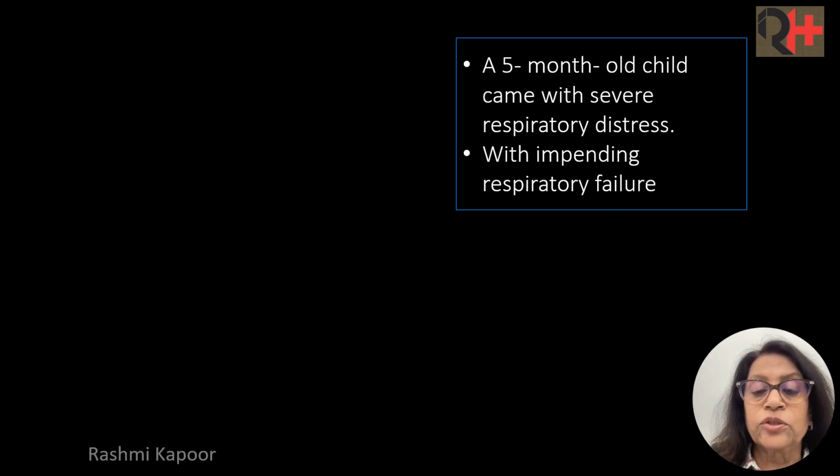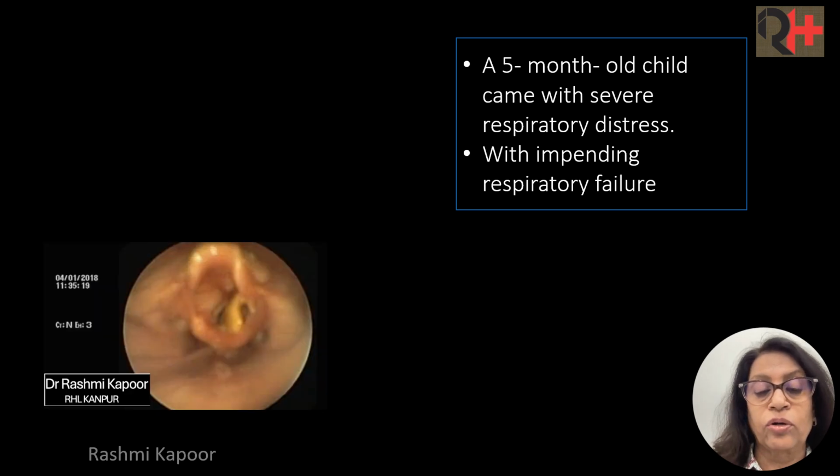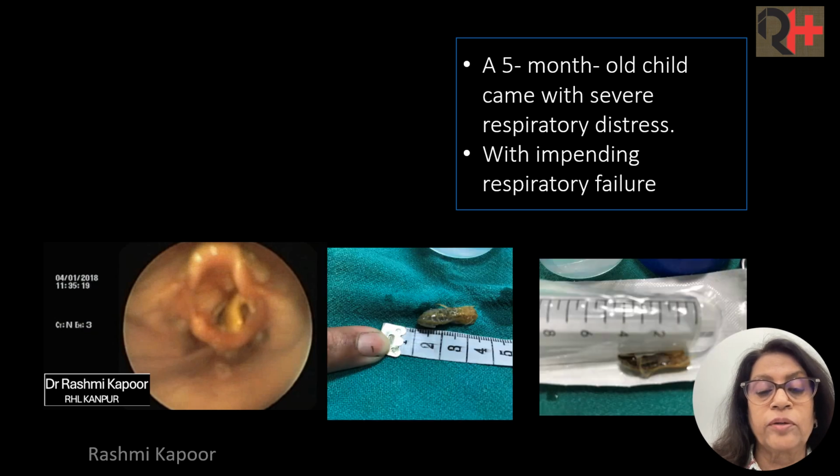A 5-month-old child came with severe respiratory distress and impending respiratory failure. This child had severe stridor and was getting cyanosed. We thought of doing a bronchoscopic intubation, and as soon as we put in the bronchoscope, we saw something jutting out of the glottis. So this was a foreign body, and see such a huge foreign body.